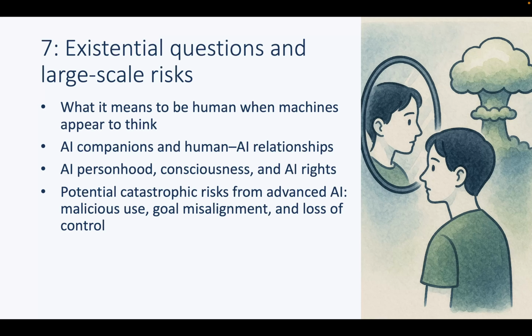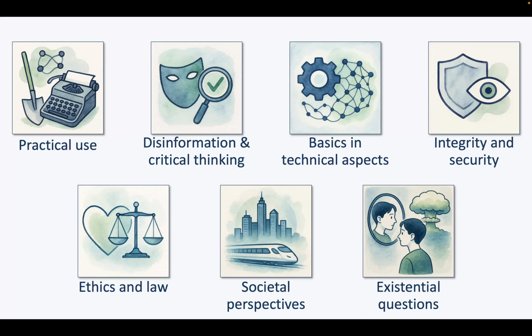And then we do have the potential catastrophic risks from advanced AI. We have potential misuse, malicious use of AI to harm as many as possible. We could have AI that is accidentally causing big catastrophes. We could also end up in loss of control situations where AI starts doing whatever it likes, and if it's too powerful, we won't be able to stop it. Questions like that are relevant to discuss. All right, so that's the 7 areas of AI literacy.